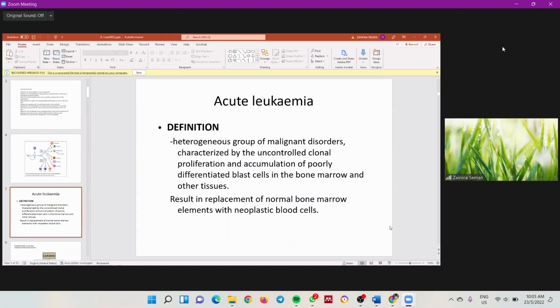So acute leukemia, by definition, consists of a group of malignant disorders characterized by uncontrolled clonal proliferation, leading to the accumulation of poorly differentiated blood cells in the bone marrow as well as in other tissue. When the bone marrow is full of blasts, it results in the replacement of the normal bone marrow elements. So the bone marrow is full of blast cells, which results in acute leukemia.